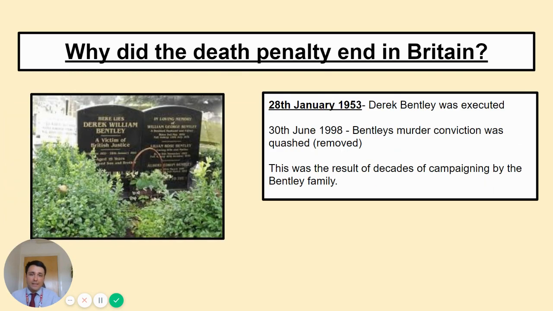What happened next with Bentley? Well, 28th of January 1953, he was executed. It took until the 30th of June 1998 for Bentley's murder conviction to be quashed, or what we call removed. So he was no longer accused of murder as a result until 1998. And that was a result of decades of campaigning from Bentley's parents, Bentley's half-sister, and the daughter of Bentley's half-sister as well. Constant campaigning to remove that murder charge. Let's look at one more case study.